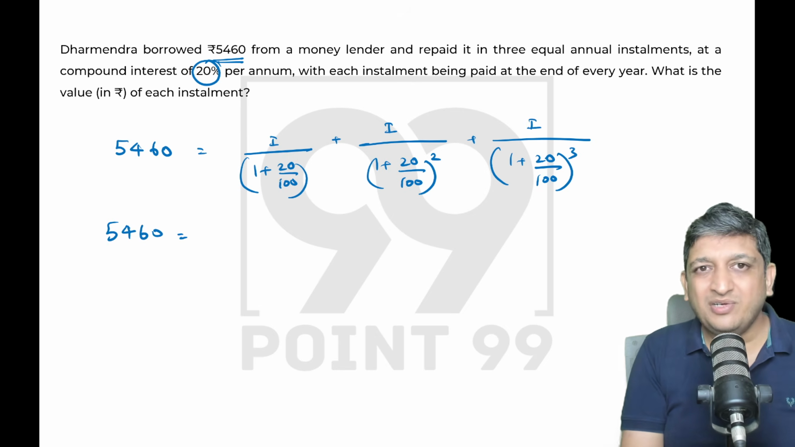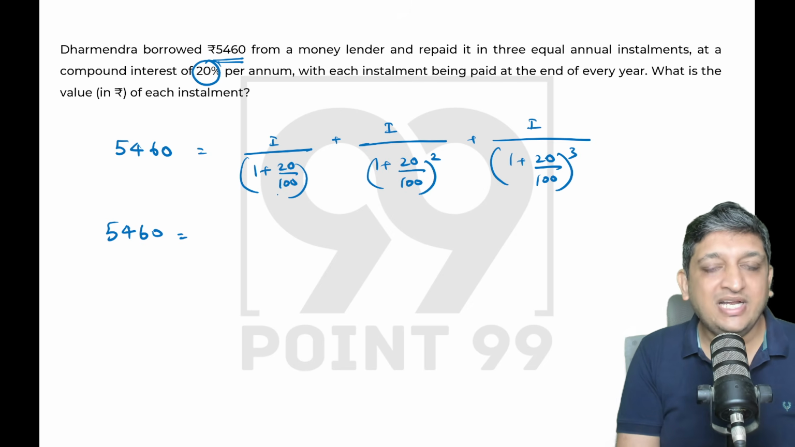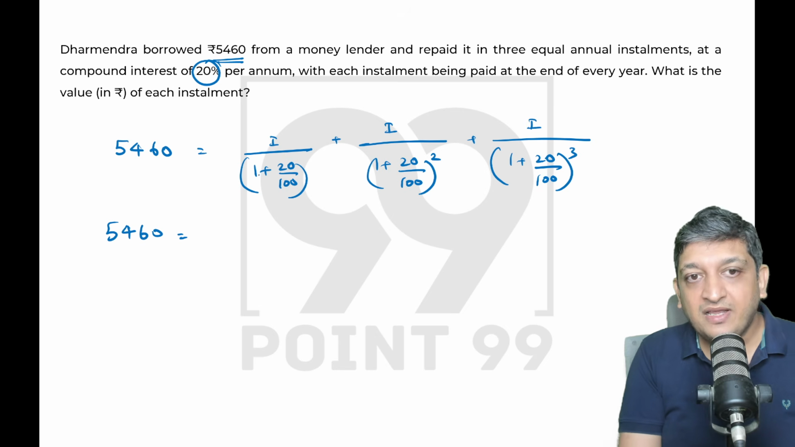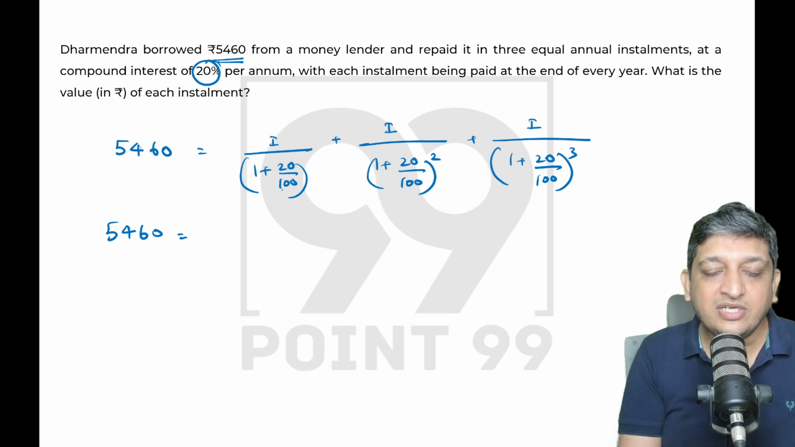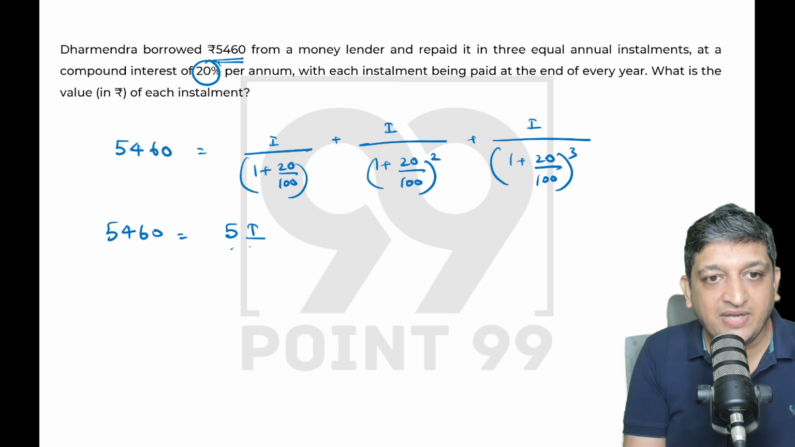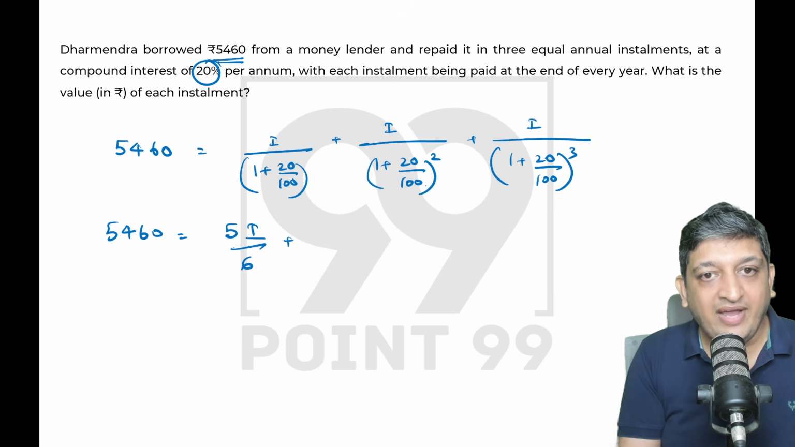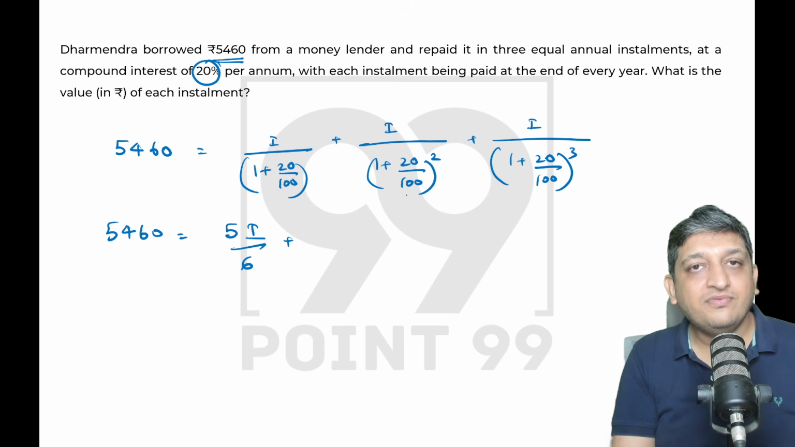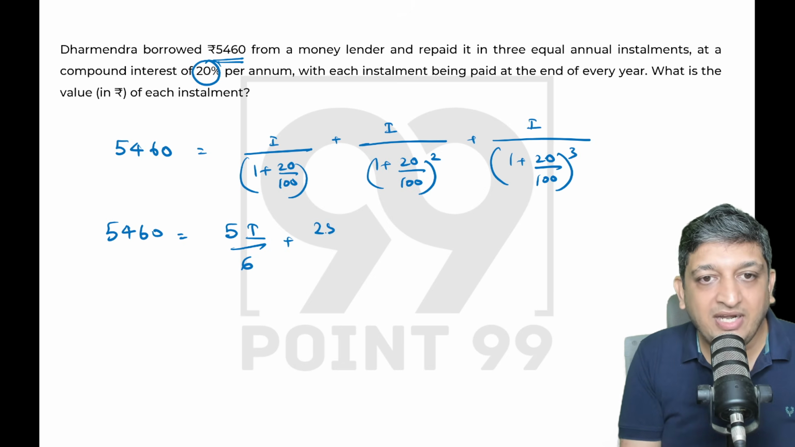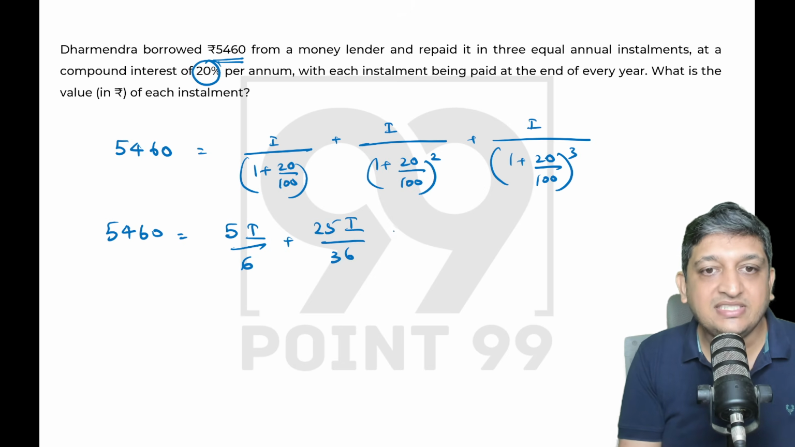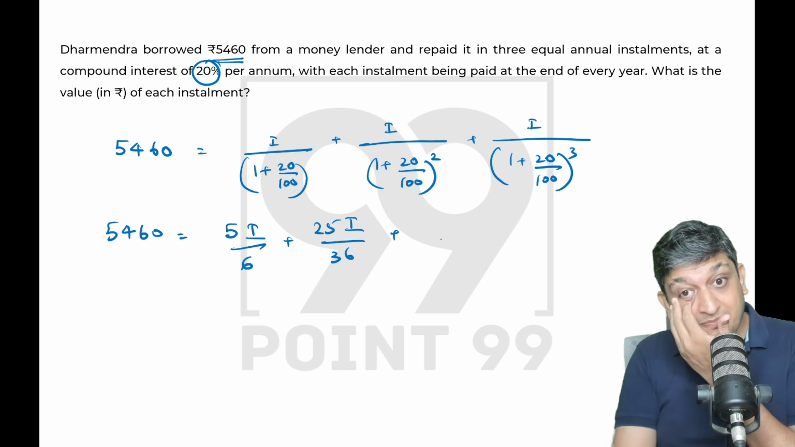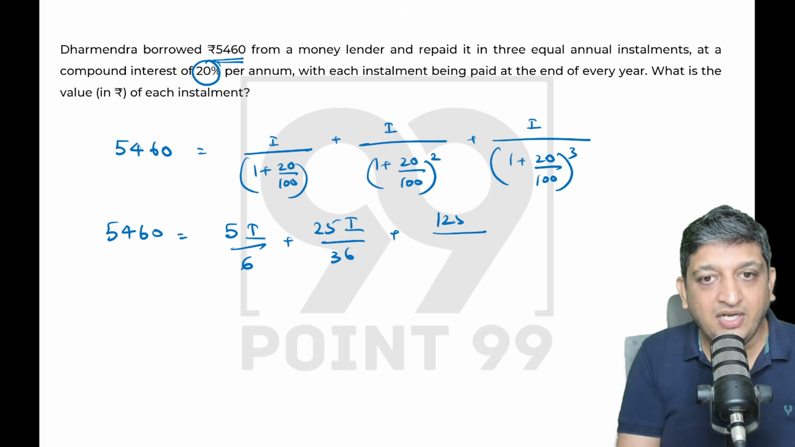You can just do it as 1.2, or you can just put it as a fraction and do it. Either way is fine. So I'm going to get 120 by 100 or 6 by 5. So I'll just write this as 5I by 6. Now I know that this is 6 by 5 square. So I'm going to get 25I by 36 here. And again, I'm going to get 6 by 5 the whole cube. So I'm going to get 125I by 216.